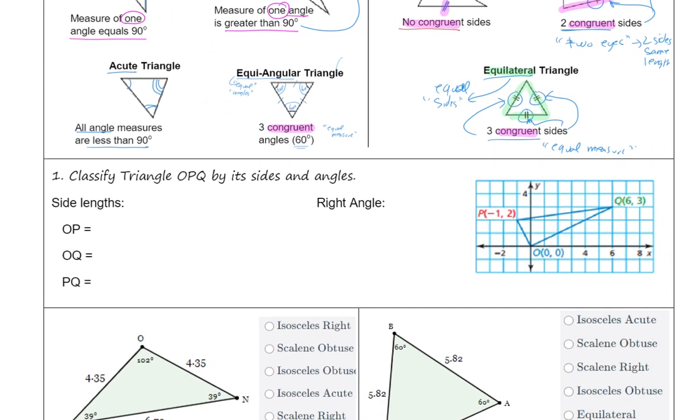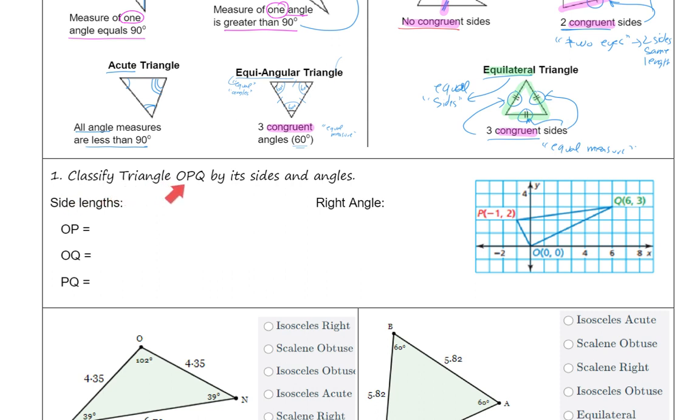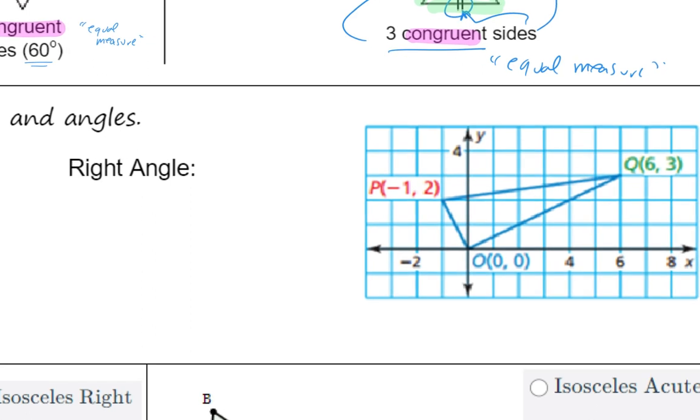This is one you might see on the DCP. It says classify the triangle by its sides and angles, and they want to know if it's a right triangle or not. This one looks like a right triangle. Let's first see if it's a right triangle.